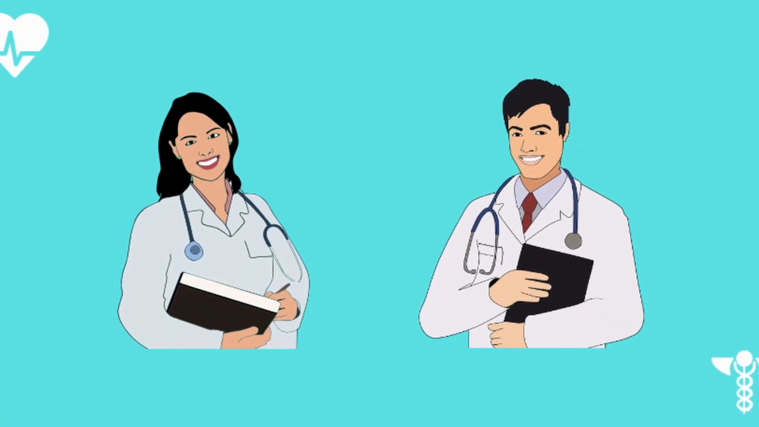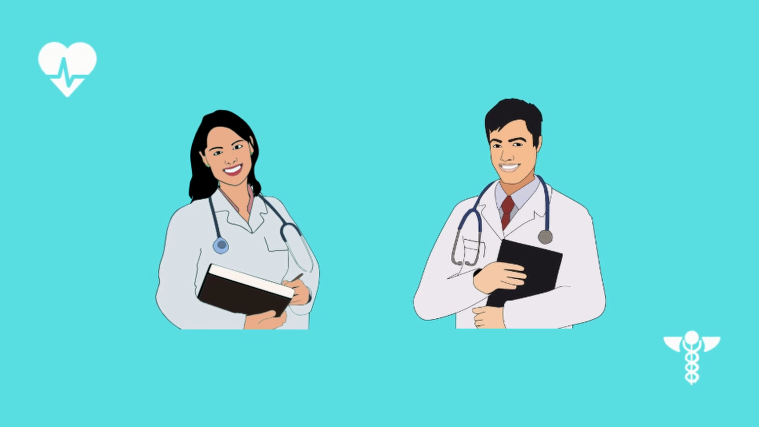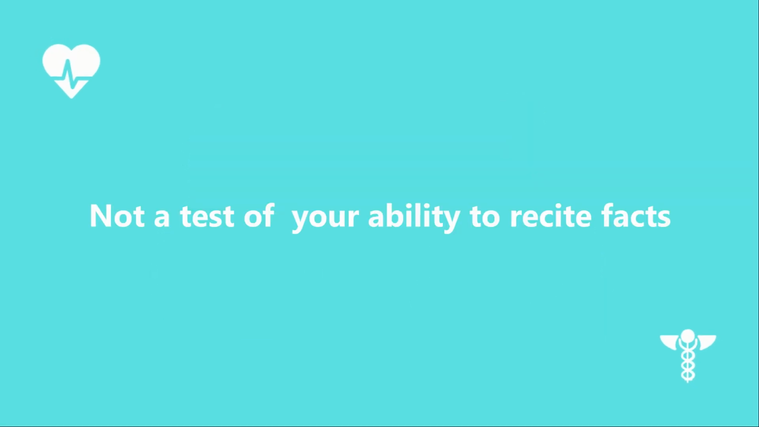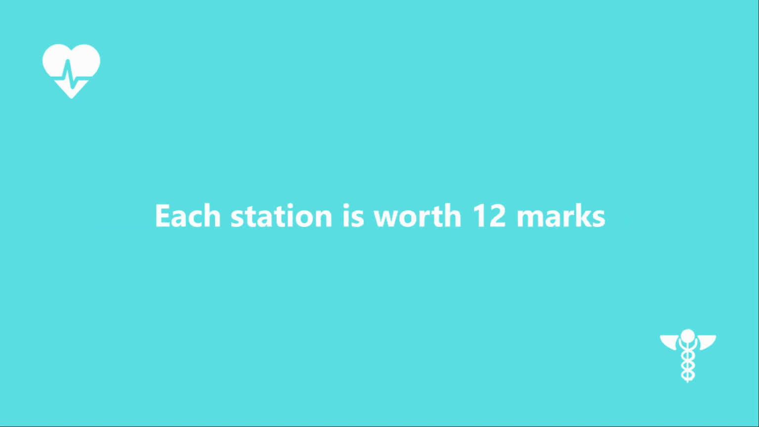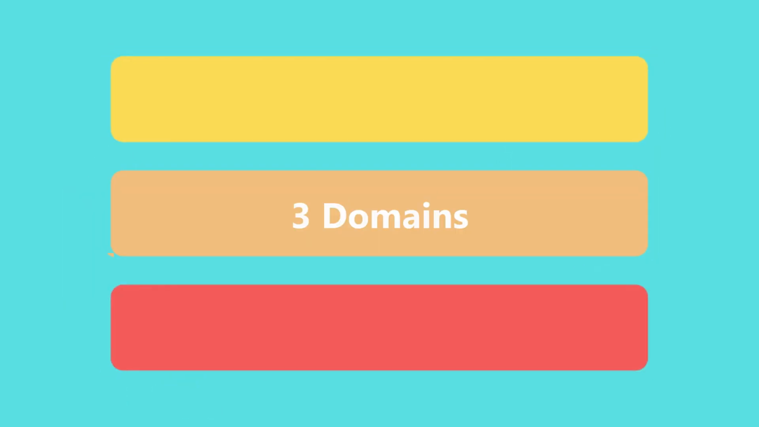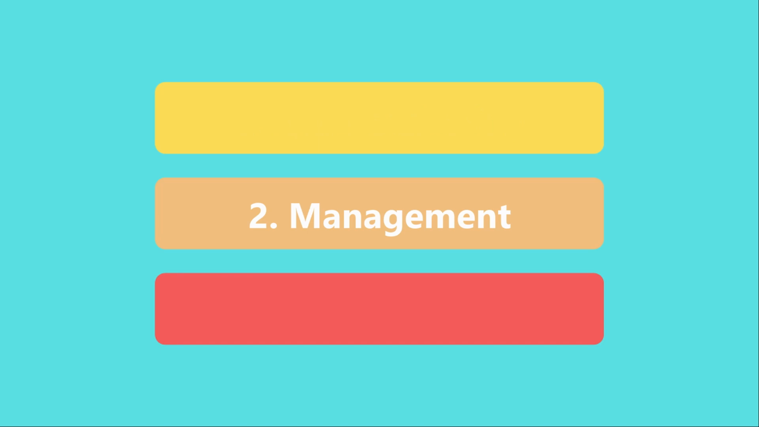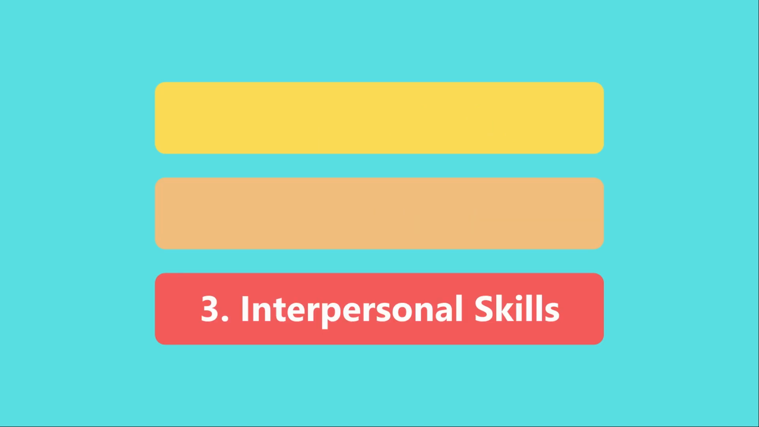PLAB 2 is a test of your professionalism and your ability to apply knowledge to the care of patients. It is not a test to remember and recite facts. You have already been assessed on your knowledge in PLAB 1. Each station in PLAB 2 is worth 12 marks, except for the rest stations. What do examiners look for? Let's go through each of the 3 domains. You can obtain 4 marks for data gathering, 4 marks for management, and 4 marks for interpersonal skills.